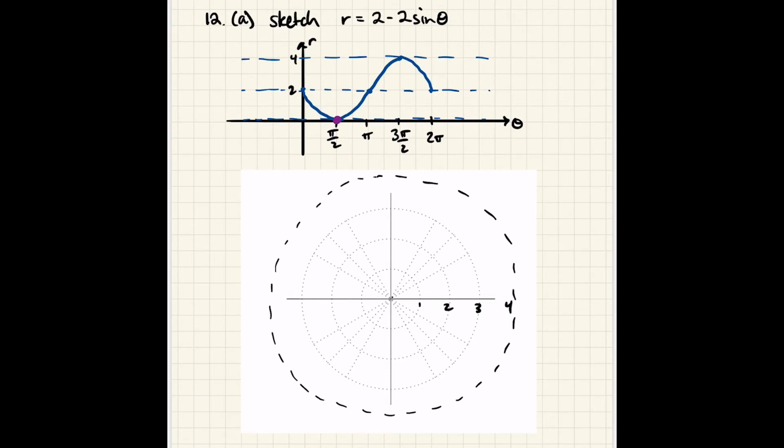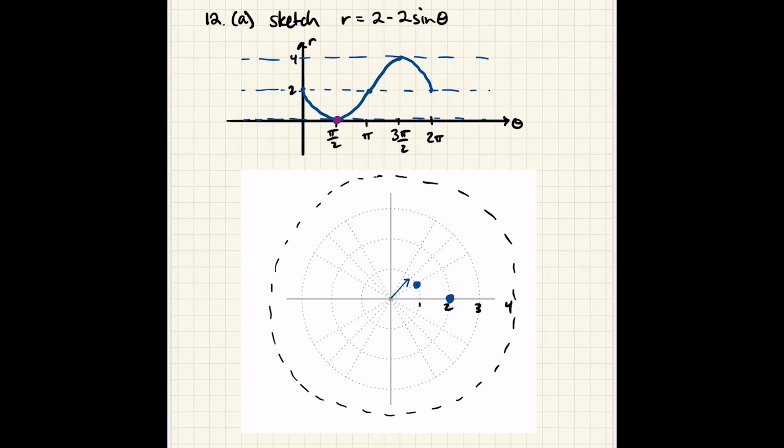All right, so now we're going to just walk through checking angles between 0 and 2 pi and using the function to consult the r value and then plotting that r value. So starting with theta equal to 0, which is that direction, we can see that r is equal to 2. So our first point will be right there. Okay, next is pi over 6. So sine of pi over 6 is 1/2. 2 of 1/2 is 1, so 2 minus 1 is 1.